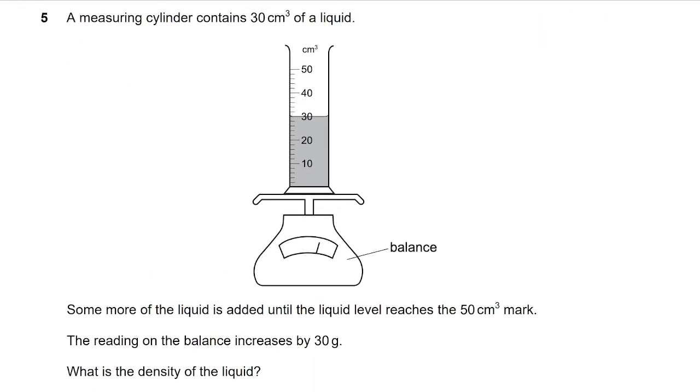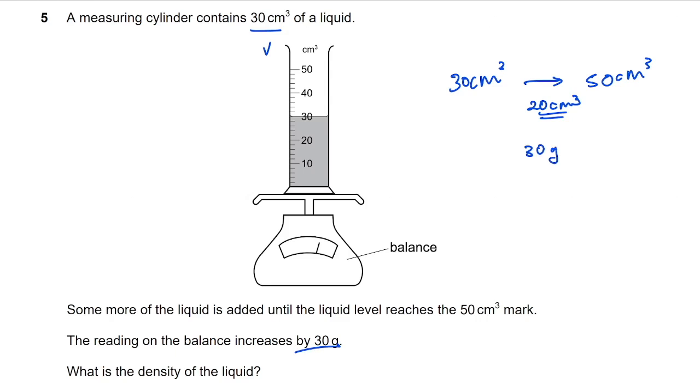Number 5, it says a measuring cylinder contains 30 centimeter cubed of a liquid. So this would be the volume. Some more of the liquid is added until the liquid level reaches the 50 centimeter cubed mark. So from 30 centimeter cubed, it is going to 50 centimeter cubed. So you can see there's a change of 20 centimeter cubed. The next thing it's telling us, the reading on the balance increases by 30 grams. So there is an increase of 30 grams. What is the density of the liquid?